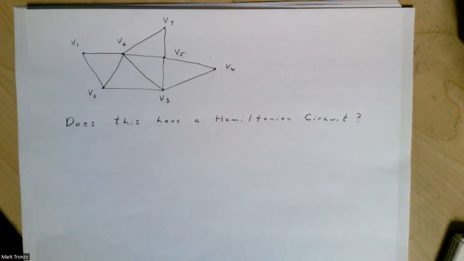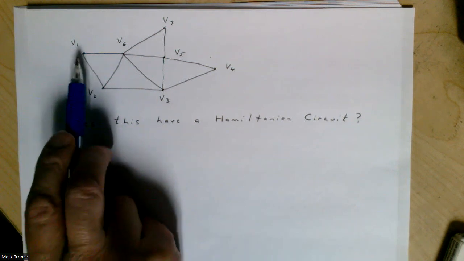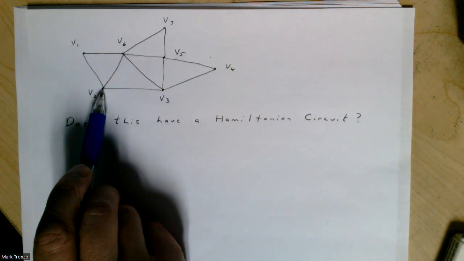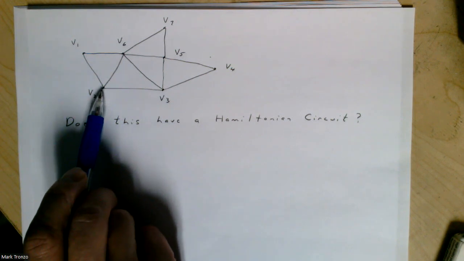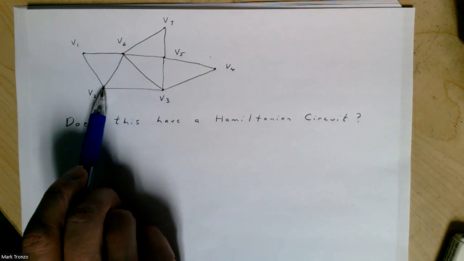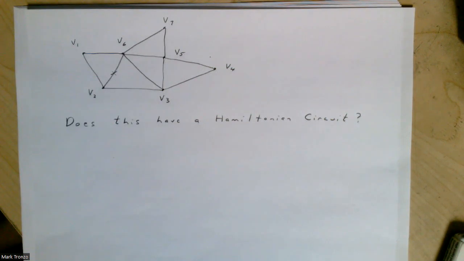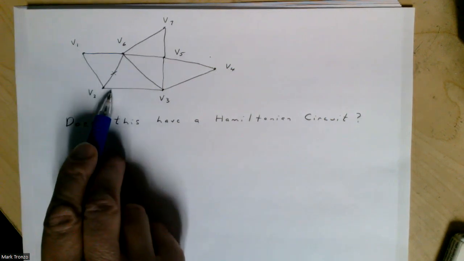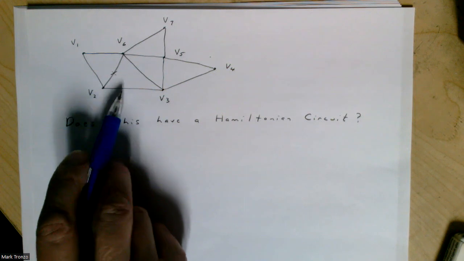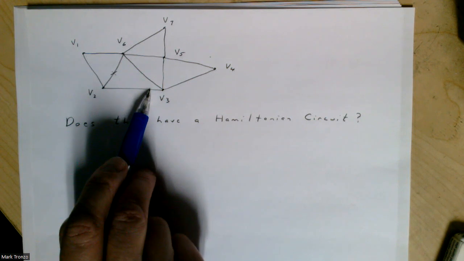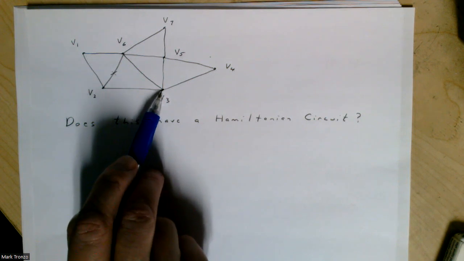Remember, the edges don't all have to be covered. So let's go through this and see. Say, for example, V1 already has degree 2. We don't want to mess with that. So V2 has degree 3. So let's try to eliminate one of these. We can probably eliminate this one. So now that has degree 2. And let's see, we could probably go over here.